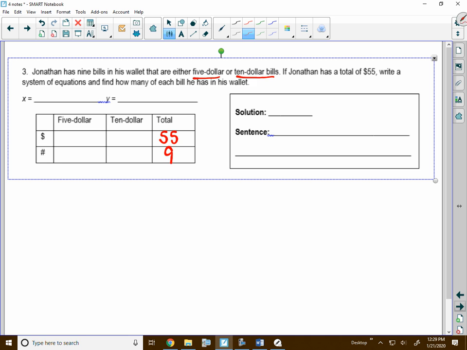All right, do you think we're talking about the value of each bill here, or the number of bills? The number of bills. Okay, so let X be the number of 5s, and let Y be the number of 10s. You can put $10 bills if you want to, but we kind of know what 5s and 10s mean.